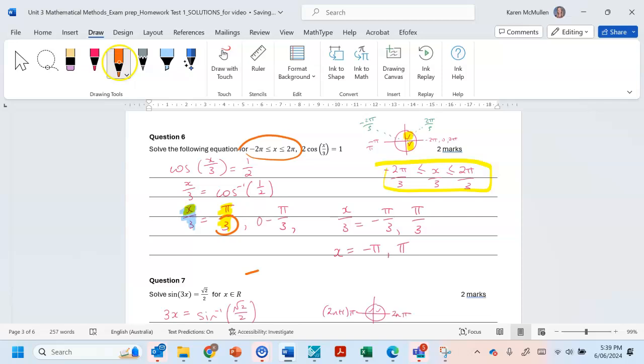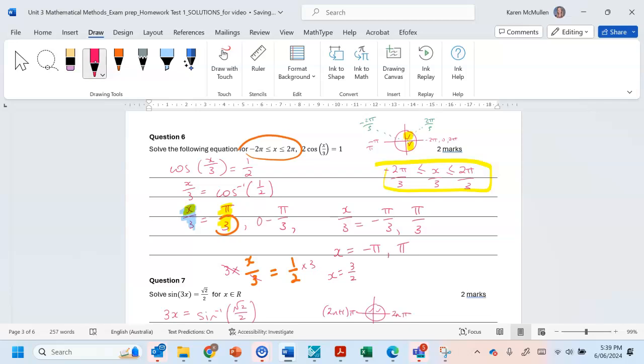If I had x on 3 equal to, let's just say, a half, and I wanted to get rid of the 3 on the bottom, I multiply both sides by 3. So x is equal to 3 on 2.